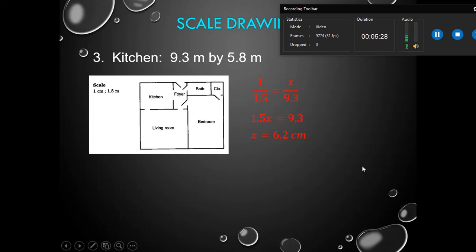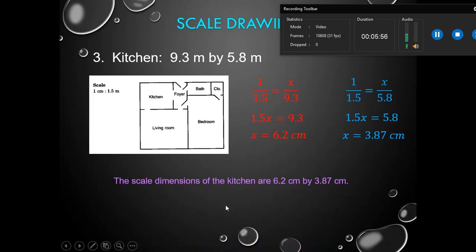We need to convert the other dimension as well. You'll notice it's on the bottom with the meter dimension, 5.8. We are looking for the centimeter value. So cross multiplying, I have 1.5x equals 5.8, and we'll divide both sides by 1.5. So my scale dimension, I left this to the hundredths, but it's 3.87. You could round it to the tenth, just like all the other dimensions. So the scale dimensions are 6.2 centimeters by 3.87 centimeters.